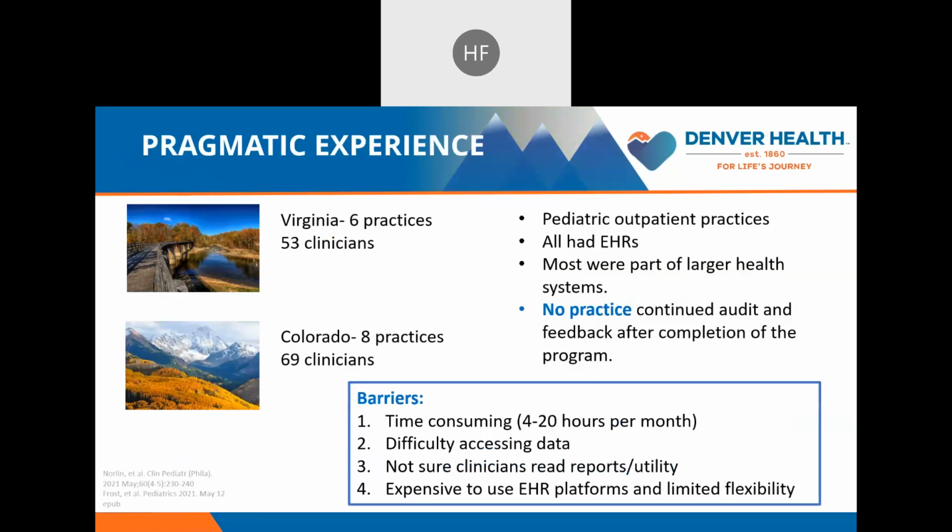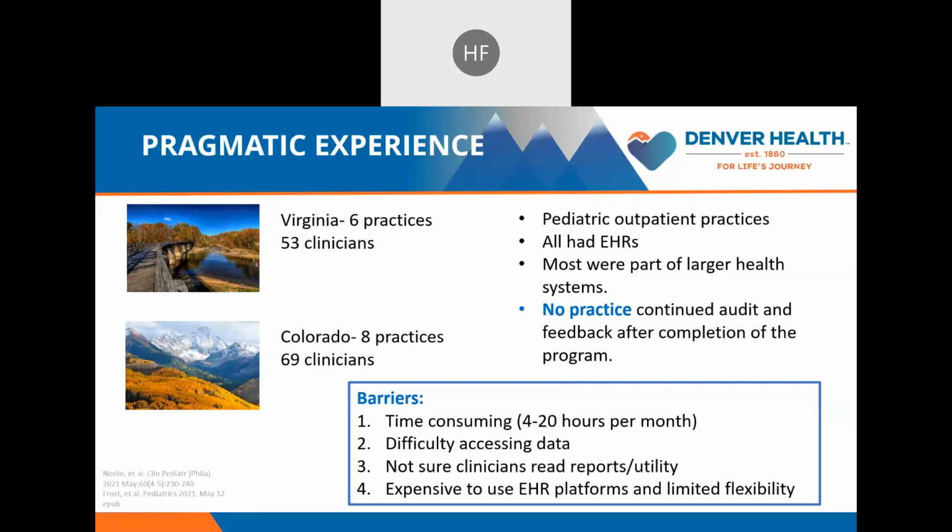There are a few major challenges we've uncovered with audit and feedback. This was a project that we did with the American Academy of Pediatrics and CDC. It included 6 practices in Virginia and 8 in Colorado. The goal was really to improve prescribing for pharyngitis and for acute otitis media. All of these practices were part of healthcare systems, but were not part of the same healthcare system. They had electronic health records, and we used audit and feedback to improve prescribing.